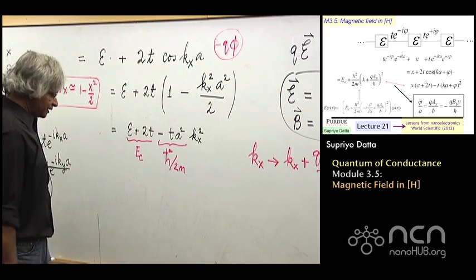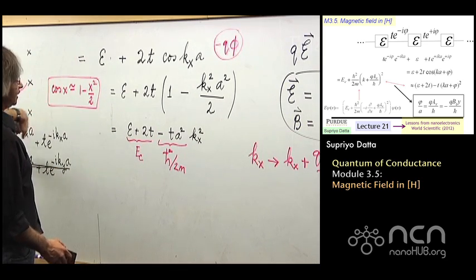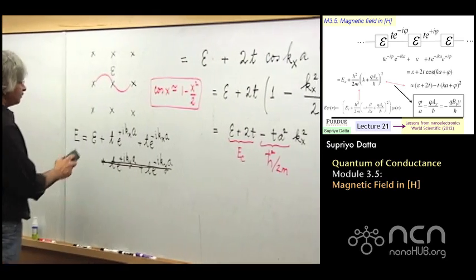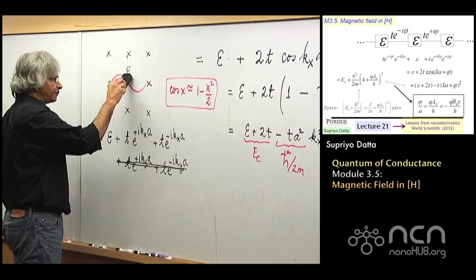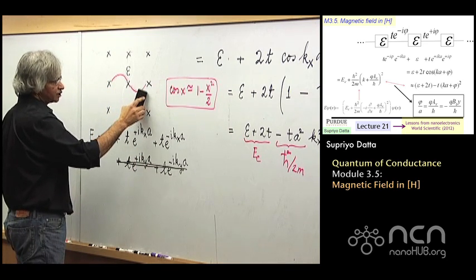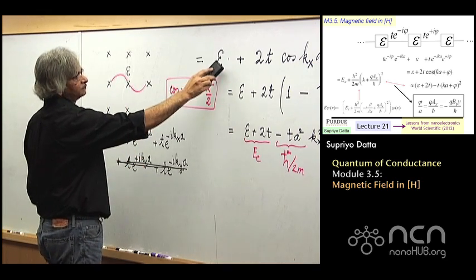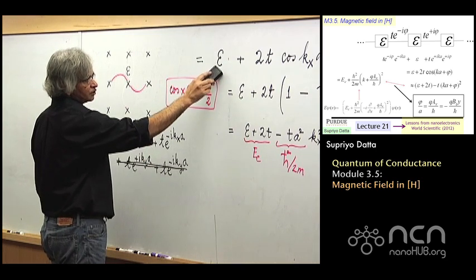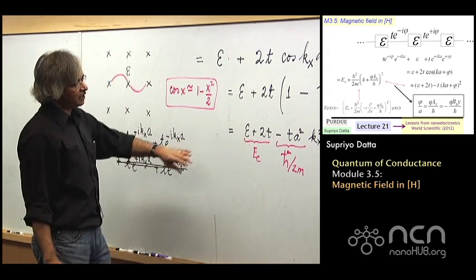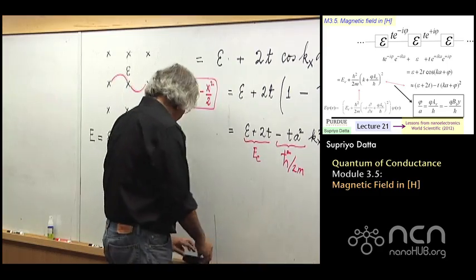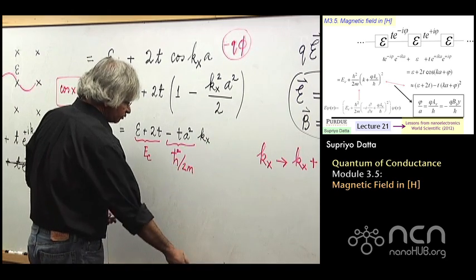Now, if you believe that, then what you have to do is just run this whole thing in reverse. That's all. Think of what we did here. We had epsilon plus t to the power ikxa plus t to the power minus ikxa. Where did we get that? Well, epsilon was the diagonal, t was the thing connecting to the right, another t connecting to the left. From there, we turned this into cosine, and then we used this approximation to turn it into a quadratic. So now let's say we want to go backwards. Let me use a different pen. So instead of kx, I should now have kx plus qAx over h bar.